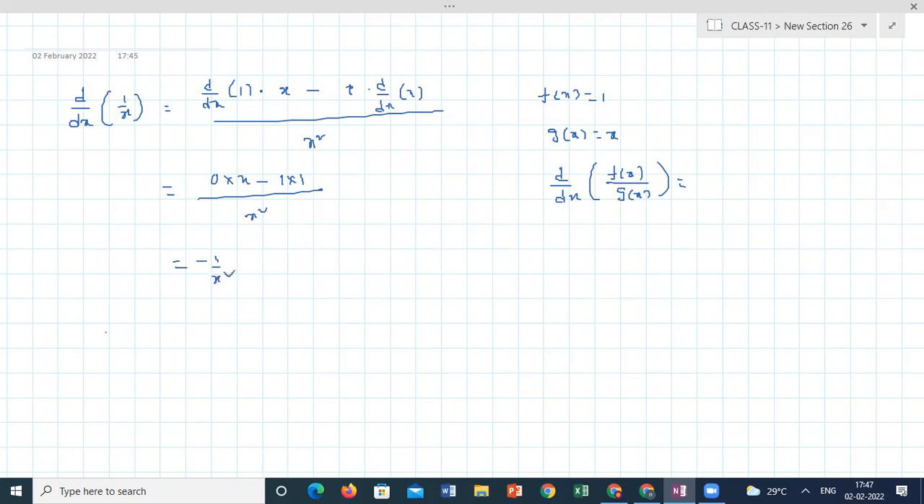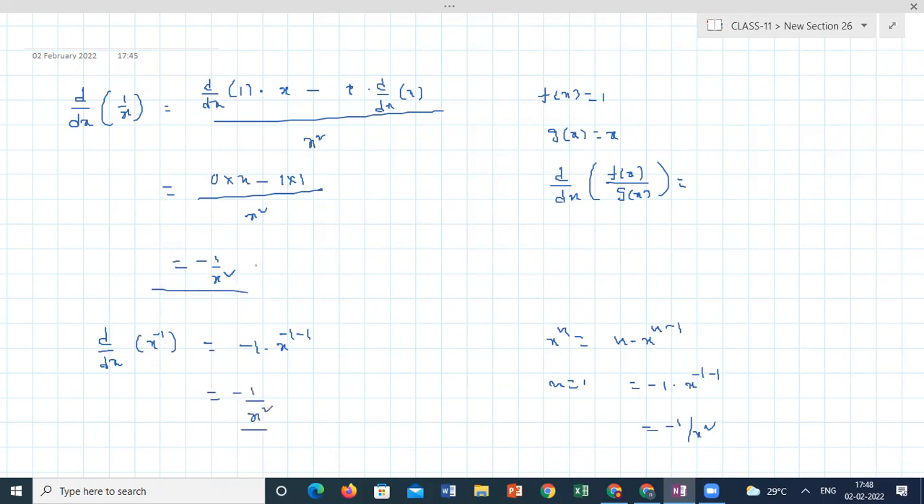So how to do the same thing using the x power n formula? d by dx of x power minus 1 is equal to minus 1 into x power minus 1 minus 1, because the x power n formula is n into x power n minus 1. So it is minus 1 into x power minus 2, which is minus 1 by x square. Even using this formula, we get minus 1 by x square. Even using first principle, you will get the same expression.